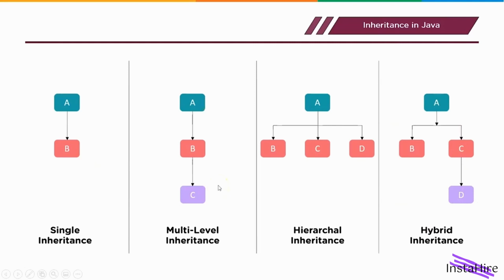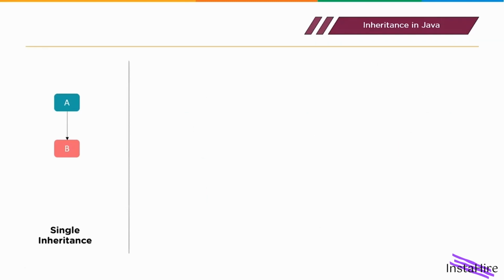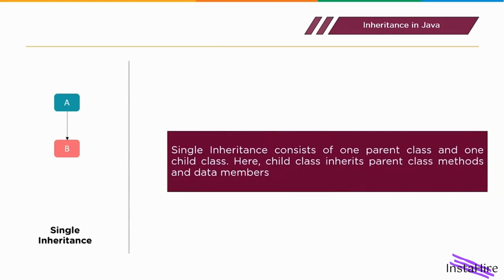Don't worry, we will discuss each and every type of inheritance in a much more detailed way along with a practical example. So the first one is single inheritance. Single inheritance consists of one parent class and one child class. Here, the child class inherits the parent class methods and data members.